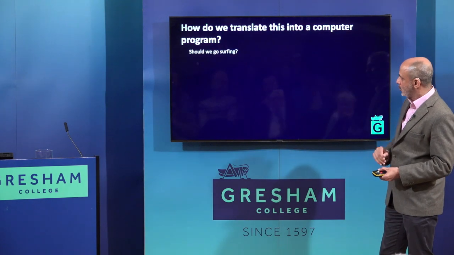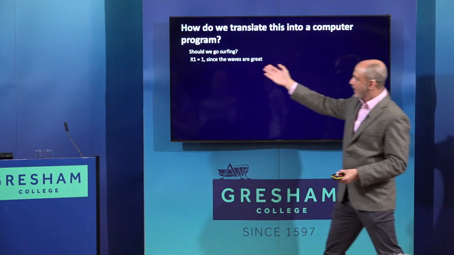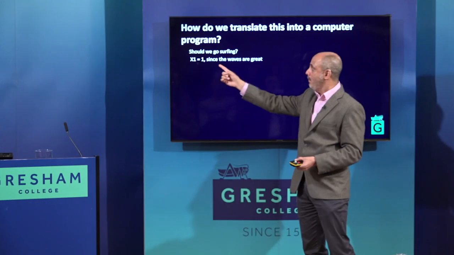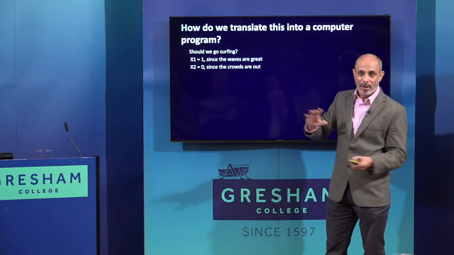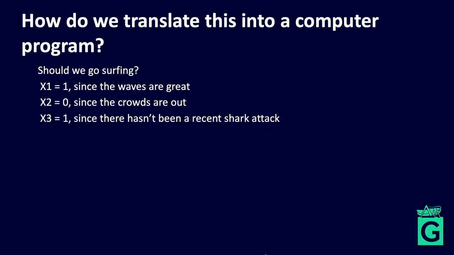So the question is, should we go surfing? The first variable, X1, is 1, because the waves are great today. X2 is 0, because the crowds are out. It's very crowded. X3 is 1, because there hasn't been a recent shark attack. Those are our three independent input variables we're feeding in. But once you've fed in those input variables, we attach weights to each of these.